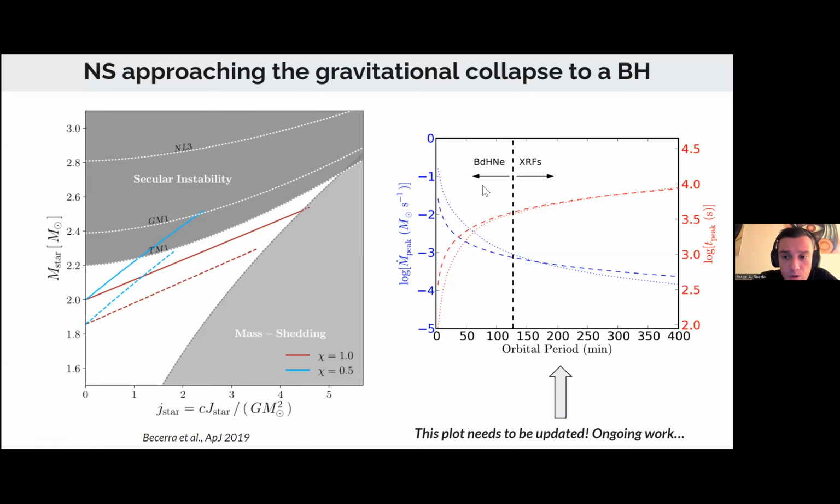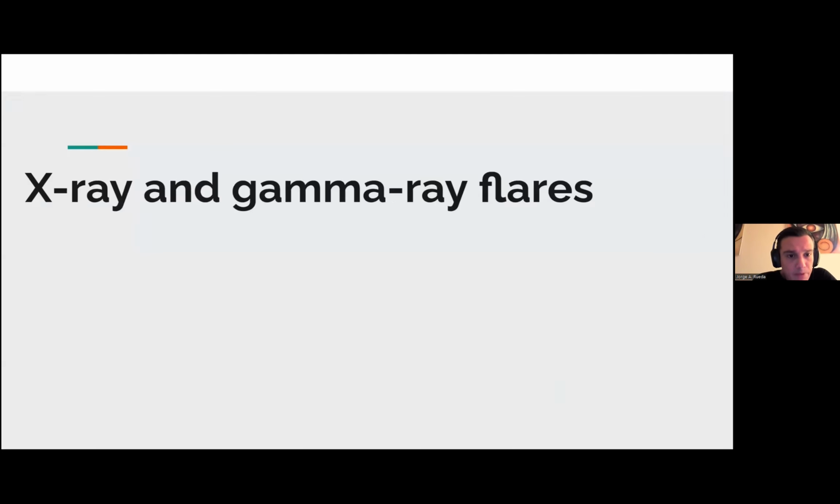This is an old plot that we are updating now with Laura. This is ongoing work on updating the maximum orbital period of the system in which you form a black hole. That depends on a variety of parameters, and we are trying to explore most of them, and will inform all of you about those results in a forthcoming paper.